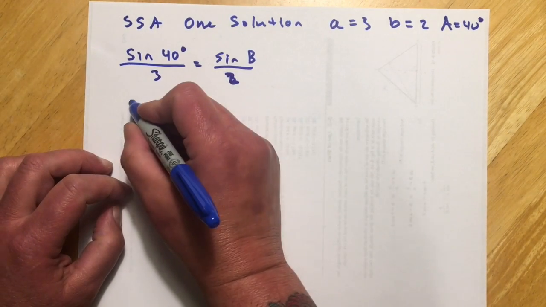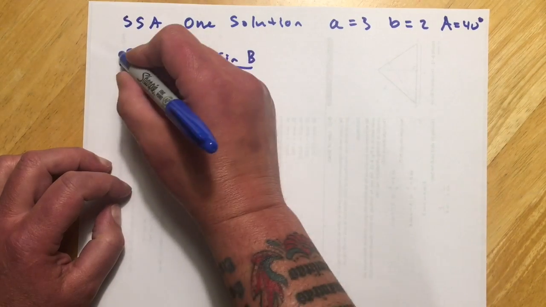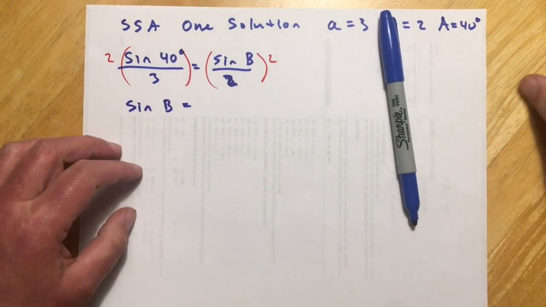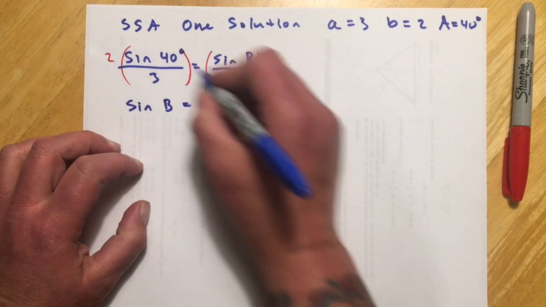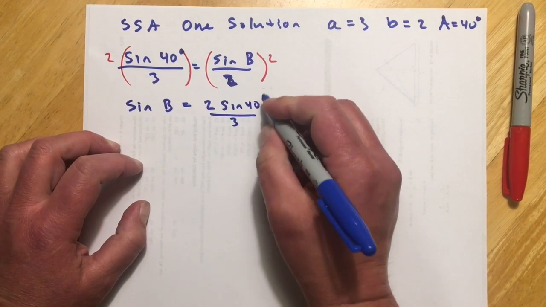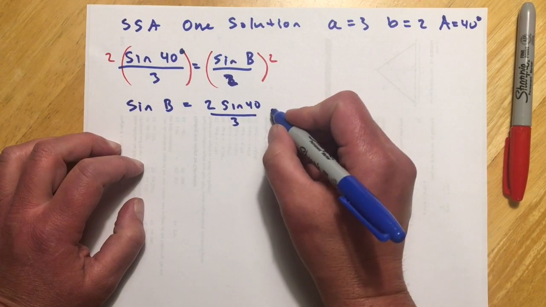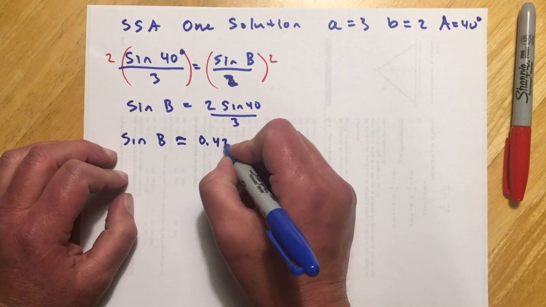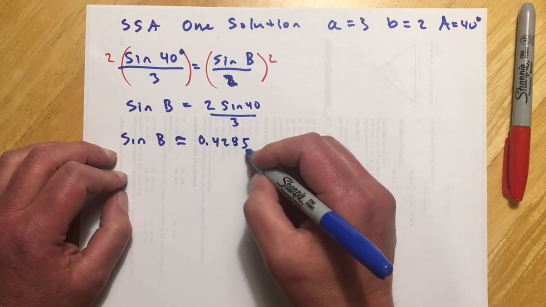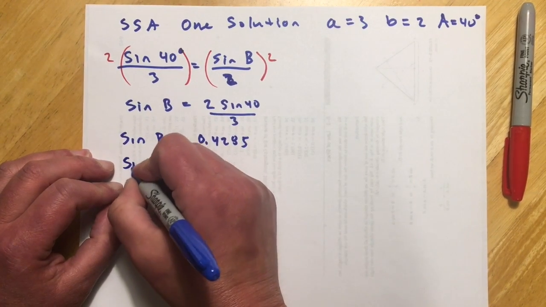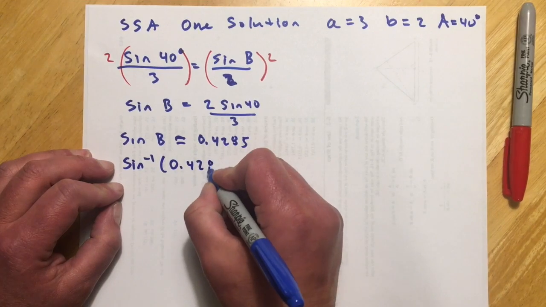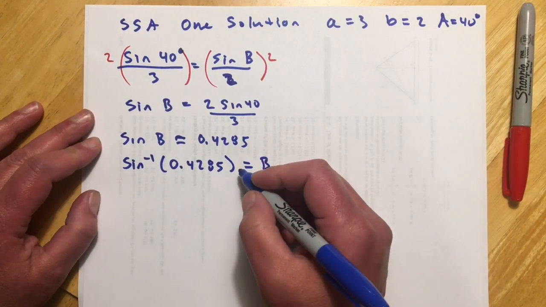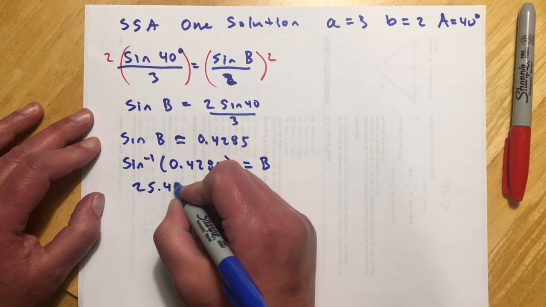Again, I'll switch the sides, so I'll write it as sine B equals 2 times the numerator, so it'd be 2 sine 40 over 3. Then we throw that in the calculator, and sine B is approximately 0.4285. I probably left that in my calculator out to more decimals. Then we do the inverse sine from the last section. Anytime we're looking to get the angle, we use inverse or arcsine. And if we do that, that's 25.4 degrees.